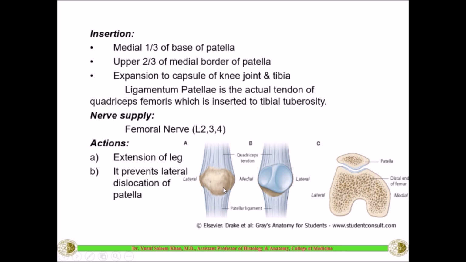So if you see the patella here, this patella is seen to be a bone within this tendon. So that's why it is called the sesamoid bone. Sesamoid bones are those small bones which are within the tendon of a muscle. This is said to be the largest sesamoid bone in the body. Okay, so the patella is a sesamoid bone. The sesamoid bone is that bone which is within the tendon of any muscle. So the patella is said to be the largest sesamoid bone in the body.